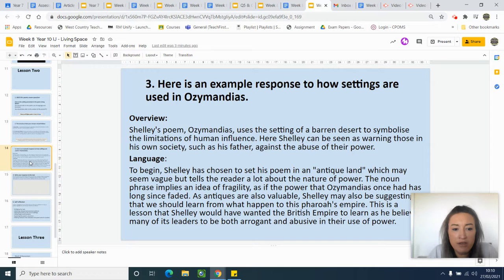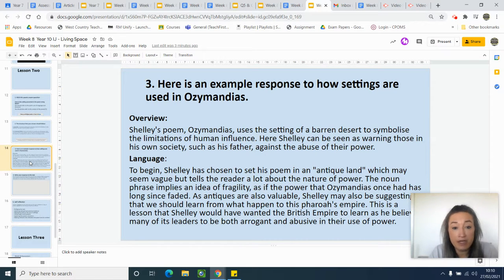So, the overview. Shelley's poem Ozymandias uses the setting of a barren desert to symbolise the limitations of human influence. Here, Shelley can be seen as warning those in his own society, such as his father, against the abuse of their power. So, great overview with a link to Shelley and the context of his life and the message that he was trying to deliver with Ozymandias. And our first pearl focused on language.